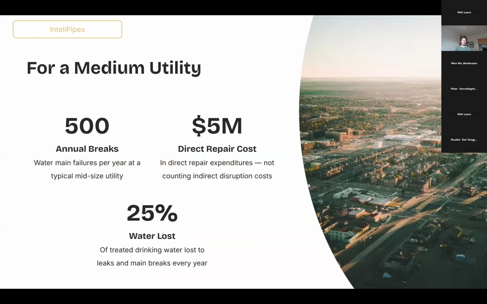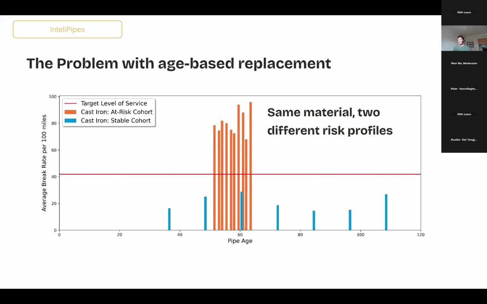And that means that if I'm a medium utility, this year I'm going to get on average 500 breaks. This is for Canada, it's colder, so we get a bit more. But it means like 5 million in direct repair costs that I lose. It's not only because of breaks, but I'll lose maybe around 25% of my water, right? So it's just a major problem.